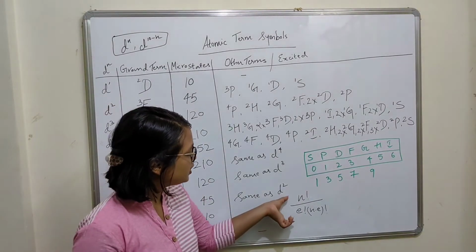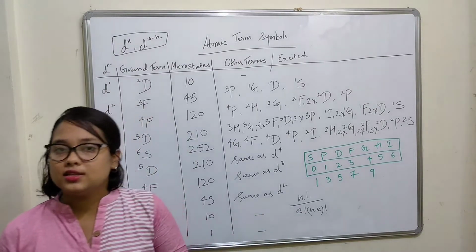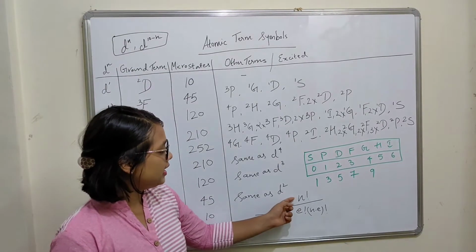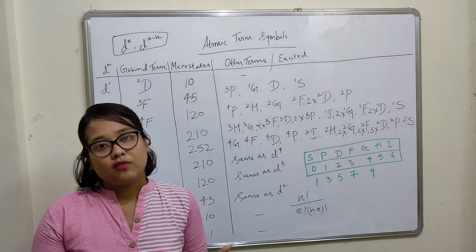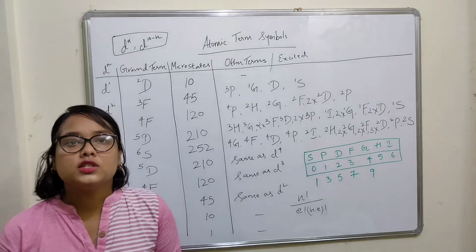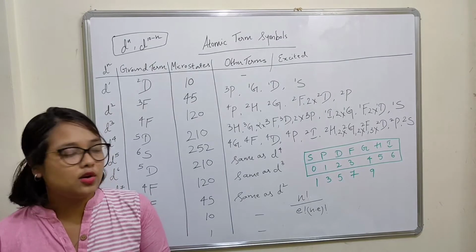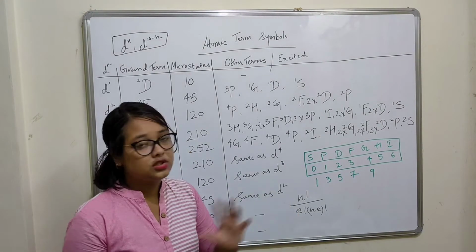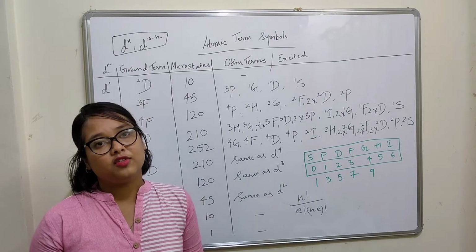If you do not know which configuration it is, you cannot use this particular formula, because your N is your maximum occupancy. So you have to know whether it is D orbital or F orbital. E is the number of electrons accommodated, so D1, D2, D3, all of that. So if that information is not given to you, how do you find the number of microstates?